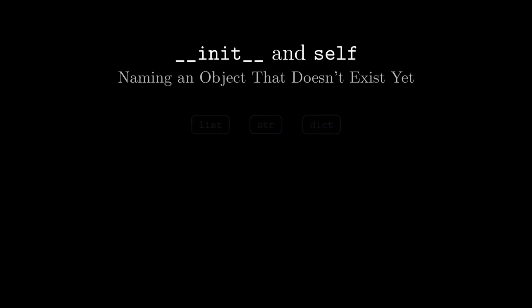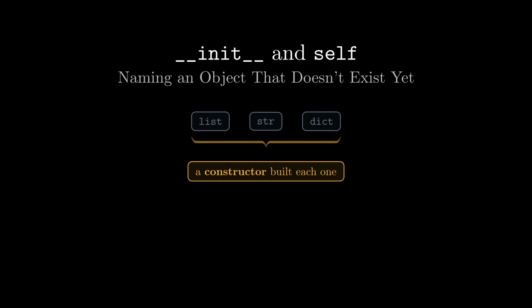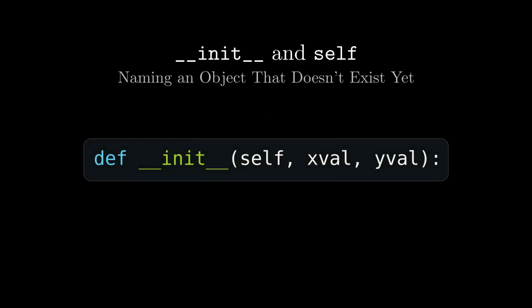Every list, string, and dictionary you have ever used was built for you by a constructor, a special function that runs the moment an object is created. Today we write one ourselves. It carries a strange name, dunder init, and a stranger first parameter, self, a name for an object that does not exist yet. Make sense of self, and classes make sense.